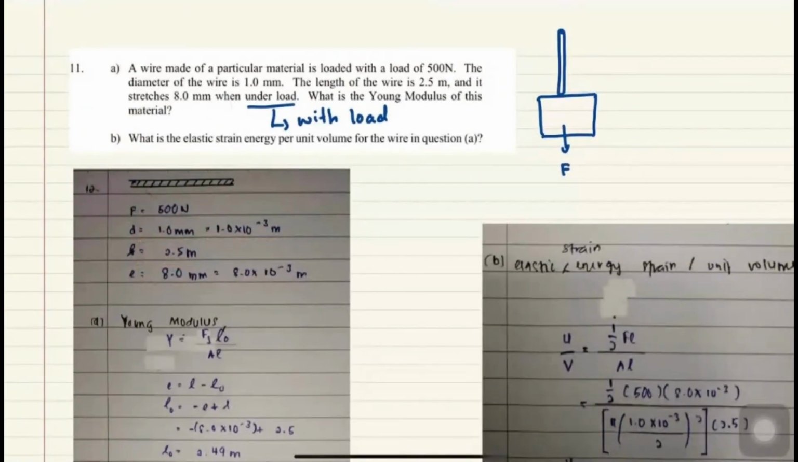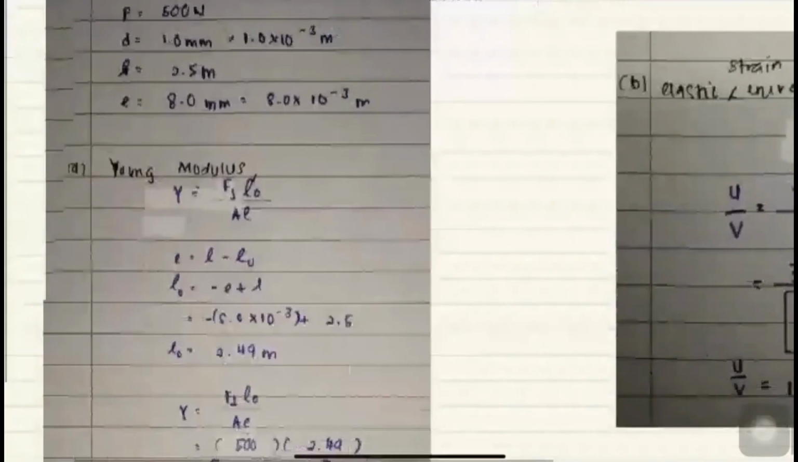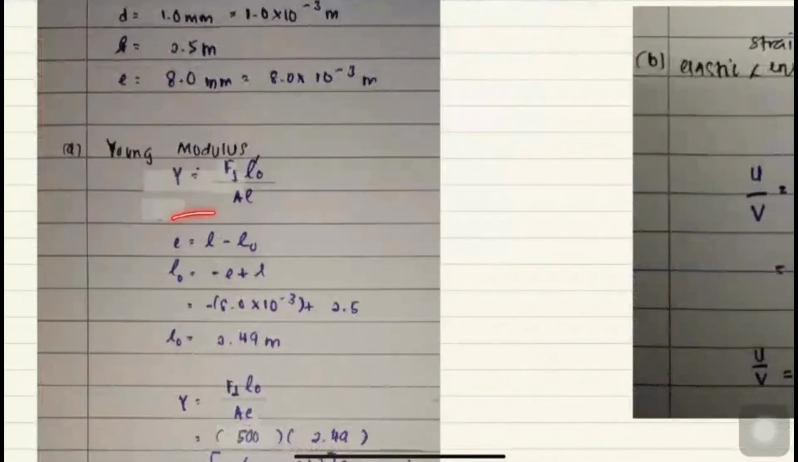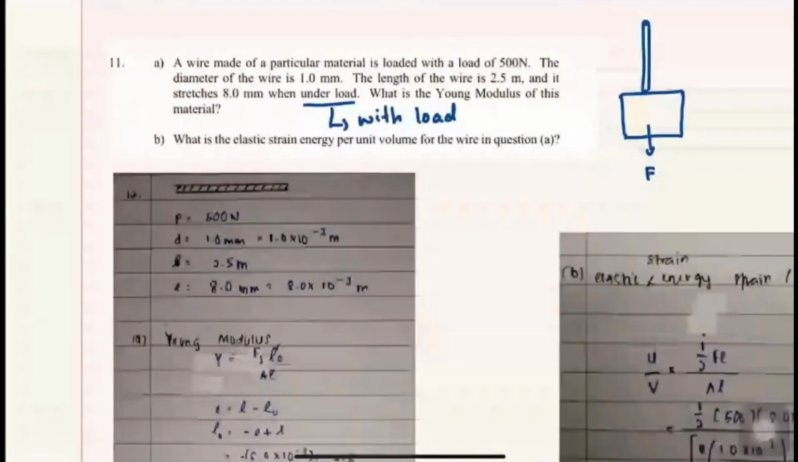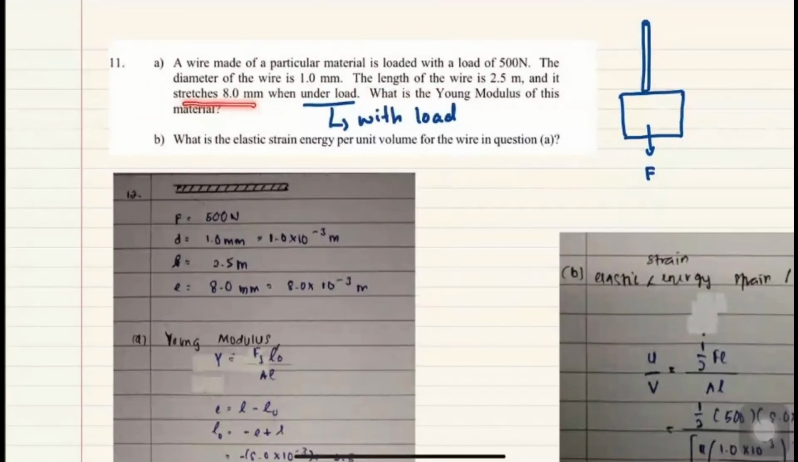Okay, very good. Okay, lepas tu dia suruh cari yang modulus. So yang modulus formula dia Y sama dengan F L0 over A darab E. Tapi saya tak ada E, saya kena cari E dulu. So dia kasih, okay, dia kata the diameter, okay, the length of the wire is 2.5. Okay, ini dia punya L0 kan. Stretches 8 mm when under load. Okay, so this stretches by 8 mm when under load. Okay, very good.